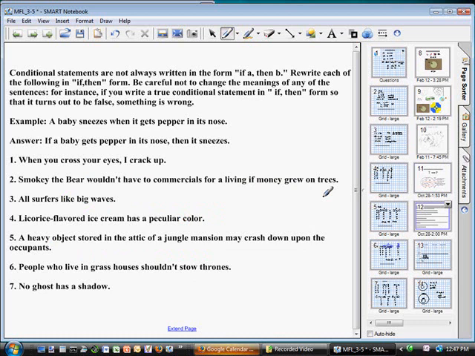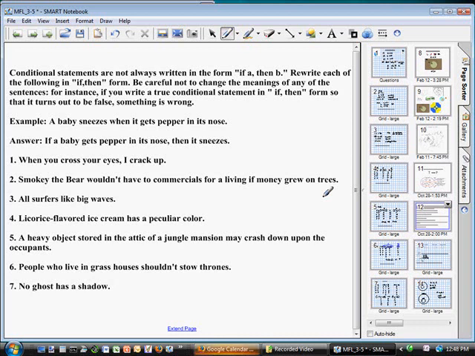Now, we've got a few problems with English again today. Here they are. We don't always write if-then statements using the words if and then. Let me give you some examples. It says, a baby sneezes when it gets pepper in its nose. Okay? Now, I don't see any if-then in that sentence. But actually, isn't it really an if-then statement? What is it really saying in if-then form? Isn't it saying if a baby gets pepper in its nose, then it sneezes?